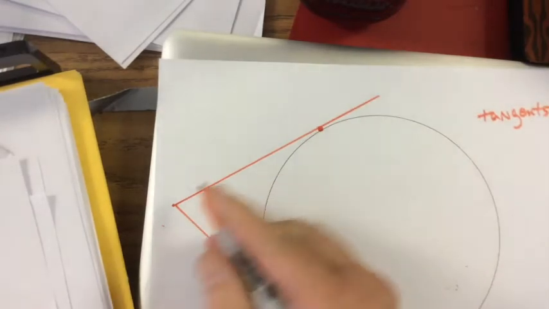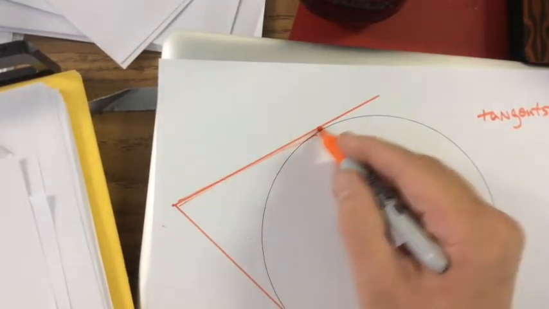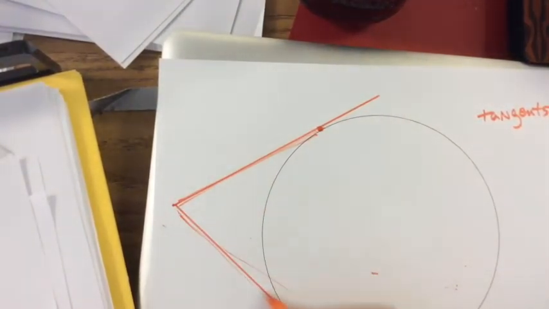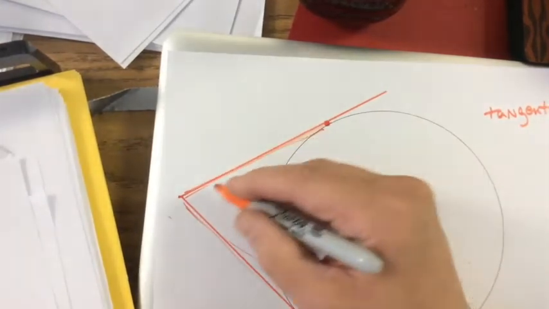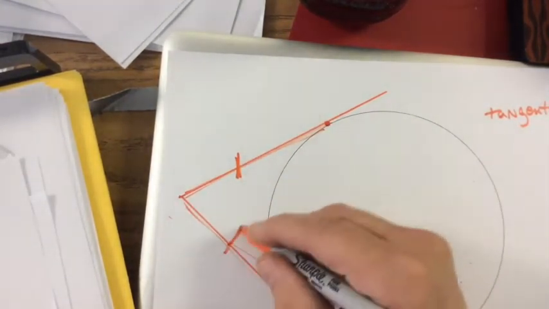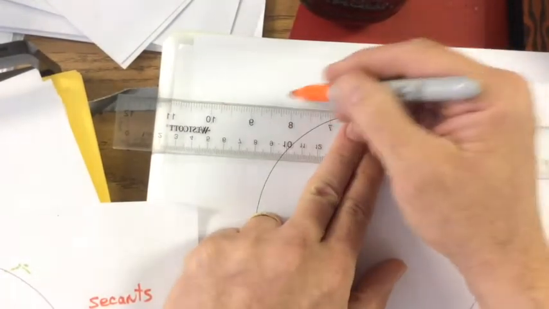Even this, with the tangents, the outside times the outside is going to equal the outside times the outside. You know what? If you have two tangents, they're congruent.